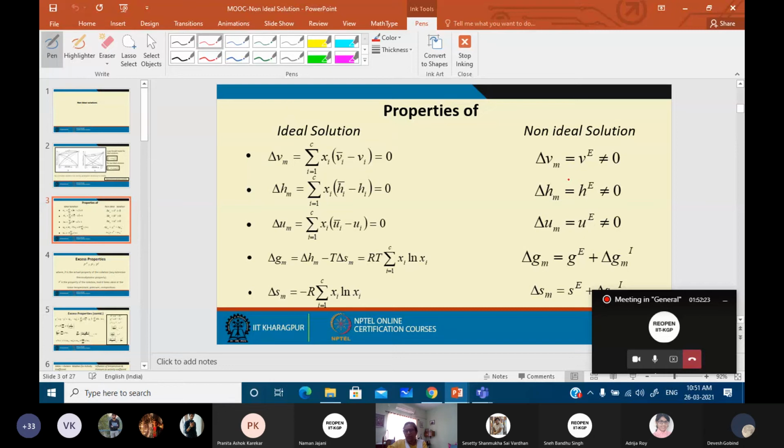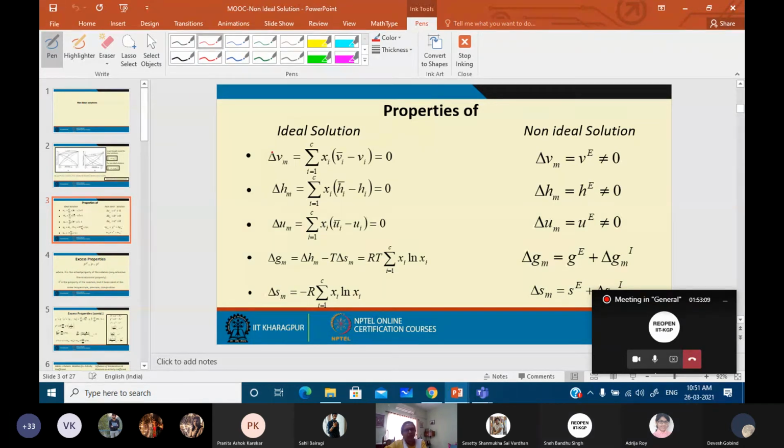When you go for a non-ideal solution, had these been 0, then the solution would not have been non-ideal. So definitely there will be some non-zero volume of mixing, some non-zero enthalpy of mixing, some non-zero internal energy of mixing, and also the Gibbs free energy change of mixing and the entropy change of mixing will be something in addition to this. So the non-ideal solution will have some properties in excess of the ideal solutions.